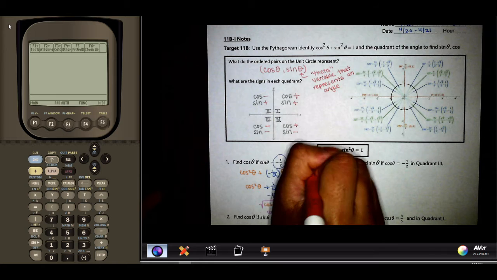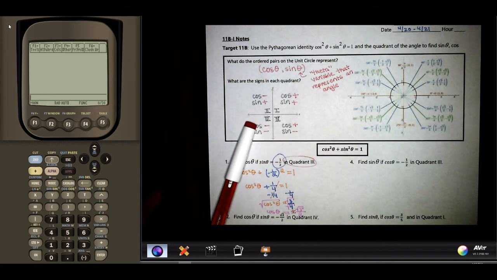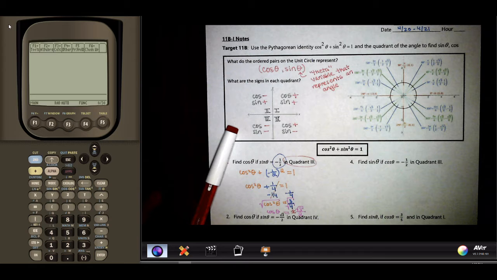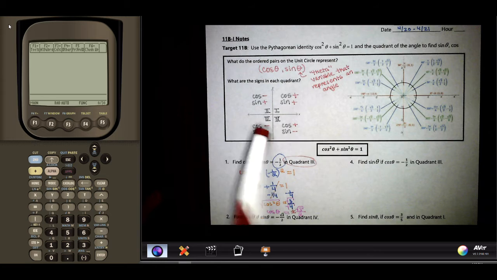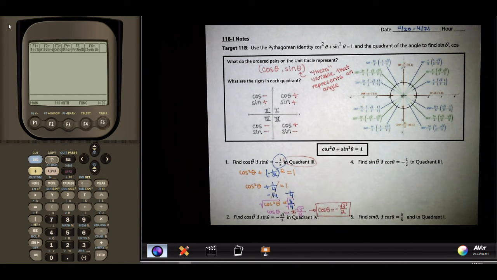So this is where we finally bring the quadrant into play. In this case, it's quadrant 3. And when we look at quadrant 3 on the graph, we notice that cosine, which is what we're finding, is negative. So we're going to take the negative value for our answer. And that's our final answer.